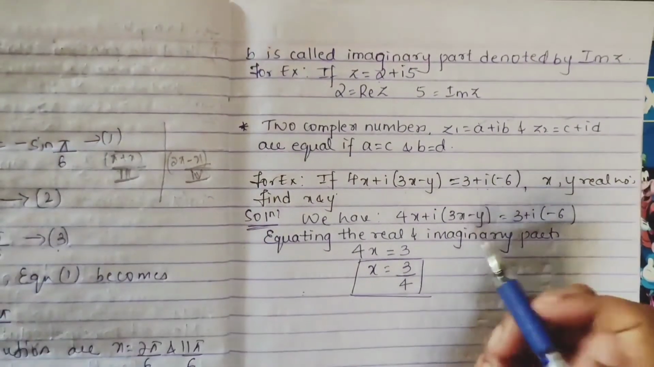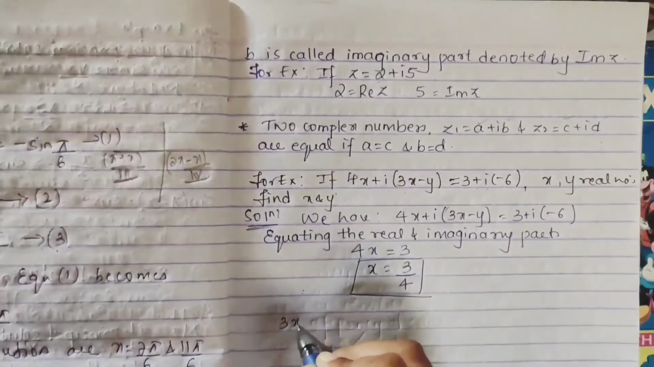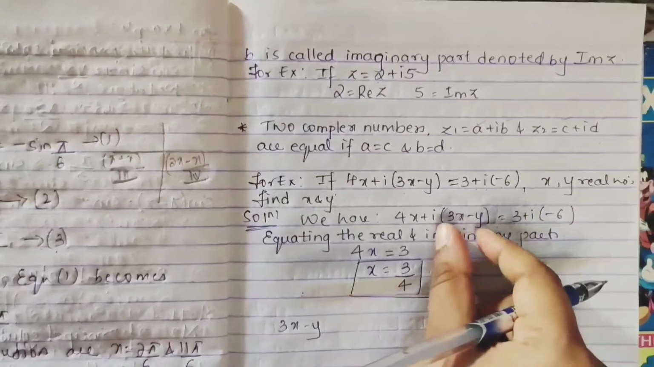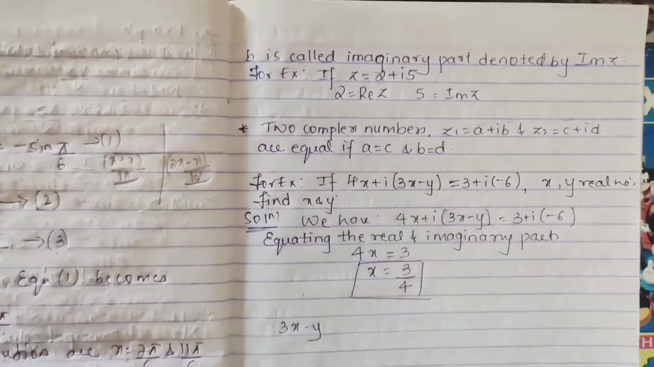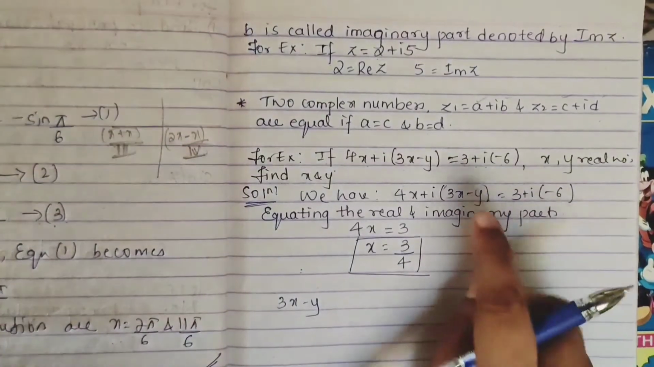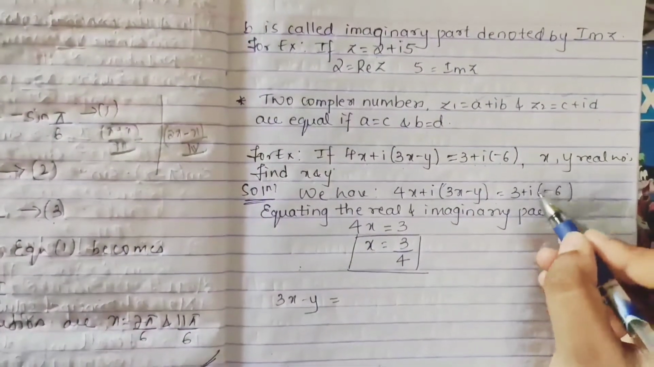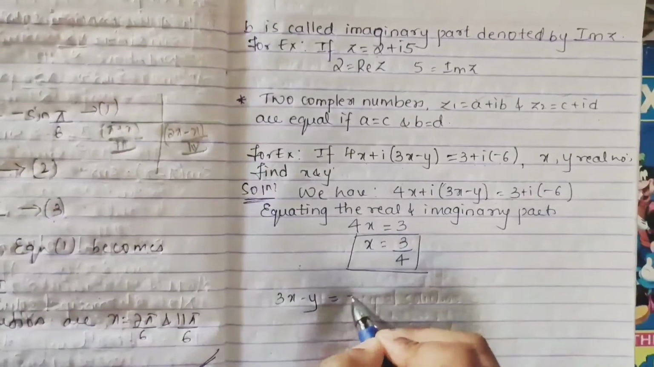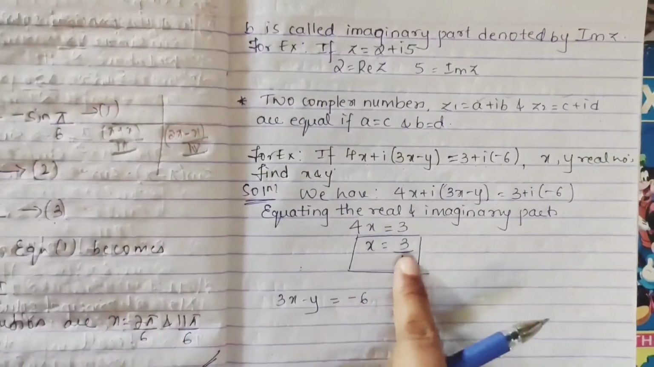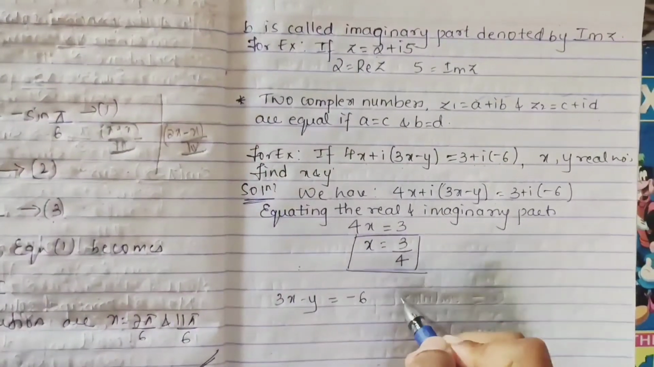Equating imaginary parts, here the imaginary part is 3x minus y. You have to take only 3x minus y, okay? Don't take i along with that because you are equating it. You are equating means you are tallying both the things. It is equal to, here, what only? Minus 6. So minus 6. From here you have the x value, right? Substitute the x value here.